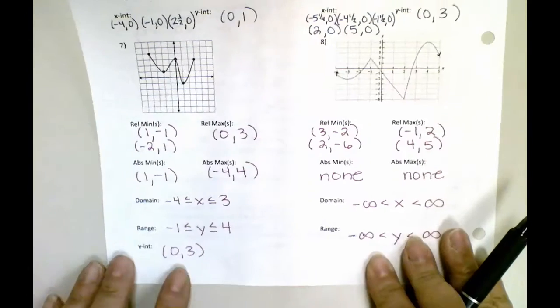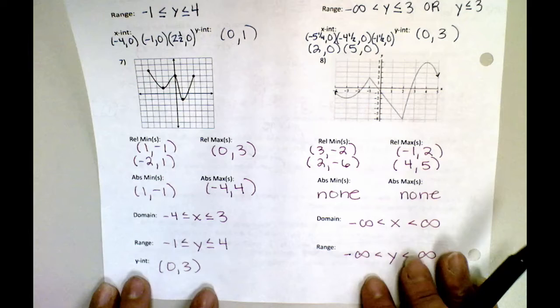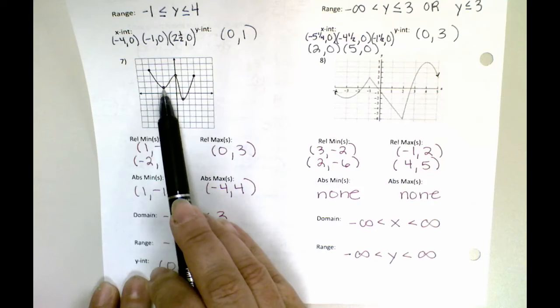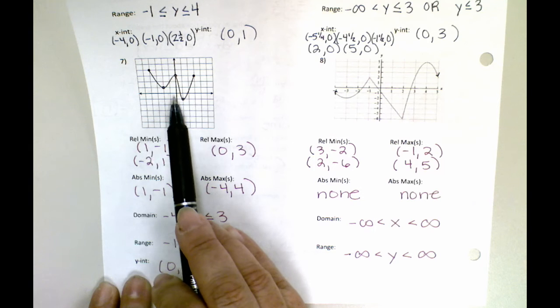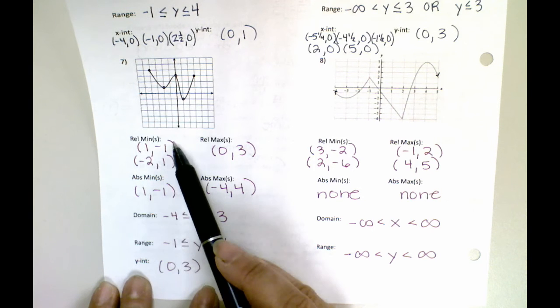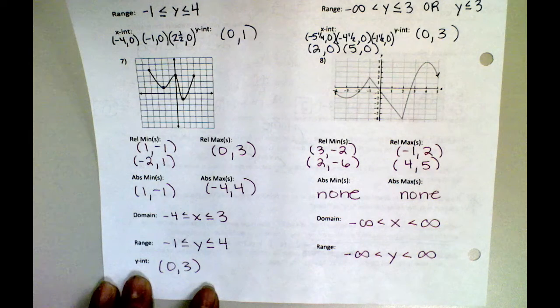Here are the ones you needed to do on your own. So relative minimums are the bottom of valleys. So in number 7, I had 2 of them. Here's the bottom of a valley. Here's another bottom of the valley. These are the coordinates that you need to have listed. Which one you listed first doesn't matter. There's no order, but make sure you have both.